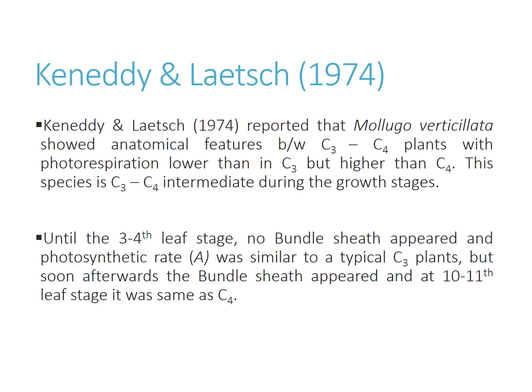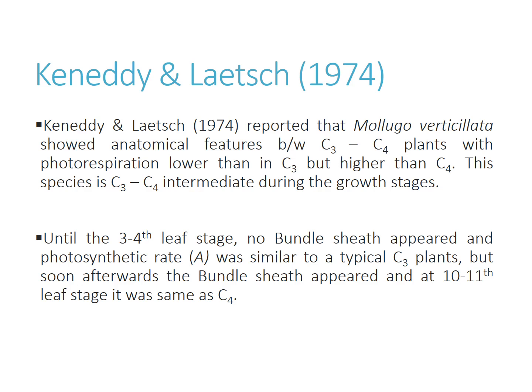First of all, some studies related to C3-C4 intermediate plants. Kennedy and Lesk reported that in 1974, Maluga verticillata showed anatomical features between C3 and C4 plants, with photorespiration lower than in C3 but higher than C4. This species is C3-C4 intermediate during growth stages.